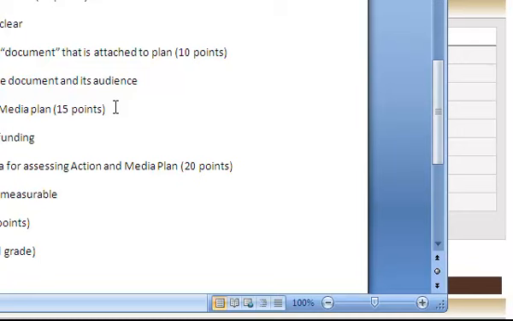And I'll show you in a few minutes some of the documents that I have under the Action and Media Plan and Doc Sharing. They have some good information for you to think about that. Okay.